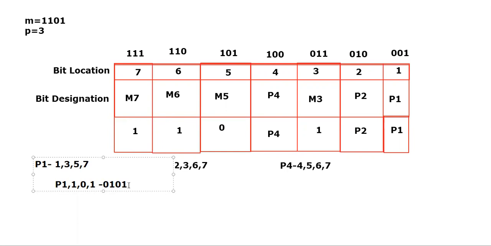So when I say this as 0, 1, 0, 1, it remains an even parity. What do you mean by an even parity? An even parity is where the number of 1s in the given binary bits should be even. Here the number of 1s is 2, which is an even number. So when I make P1 as 0, this becomes an even parity. So the P1 value can be considered as 0.